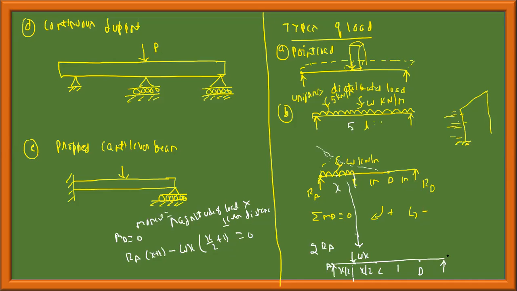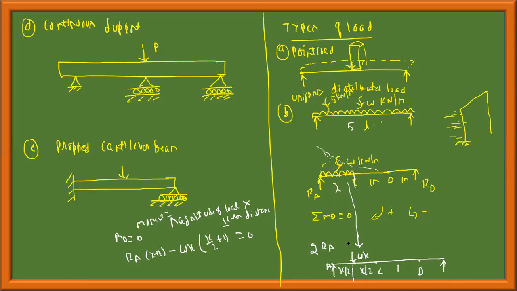For example, at point D, if you want, the W into x by 2 plus 1, 2 you should take. Okay, this is your uniformly distributed load. So you should always assume that when the problem is given with UDL, the total effect of UDL is concentrated at a point called a centroid.